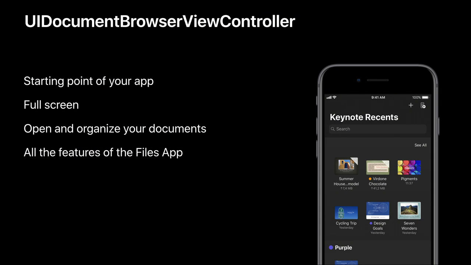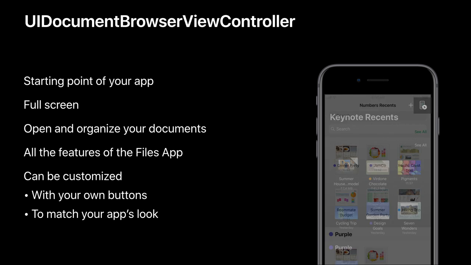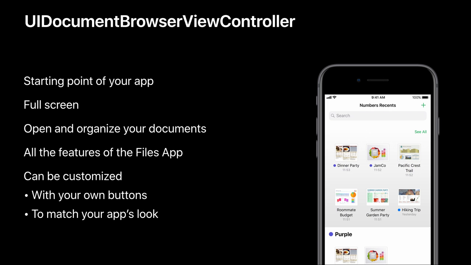As Brandon mentioned, it has all the features of the Files app. So search, tags, favorites, recents, all of this comes for free, and we do all of the heavy lifting for you. It can be customized with your own buttons, such as this Keynote Remote button in the top right corner, or to match your application's look. As you can see, Numbers and Keynote look very different, yet both are based on a document browser view controller.